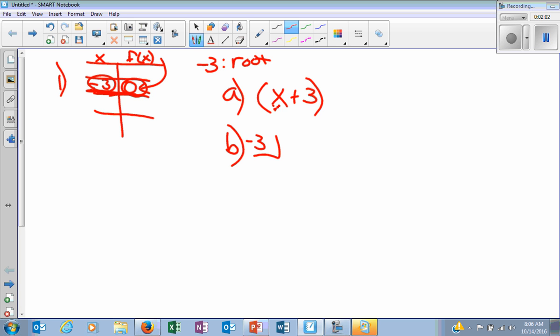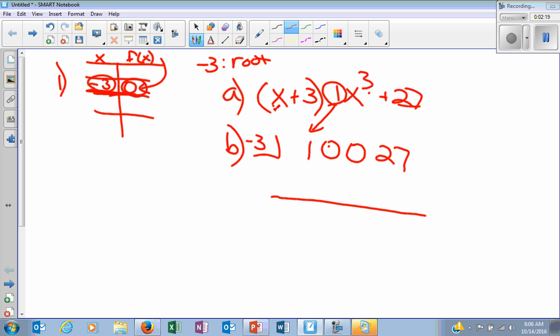And then I go 1, 0, 0, 27. Remember? It's x cubed plus 27. The 1 is from right here. There's no x squared, so I put a 0. There's no x's, and then 27. You have to walk it all the way down. Bring down my 1. 1 times -3 is -3. -3 times -3 is 9. Add those, 9 times this, -27. Add those, you get a 0.